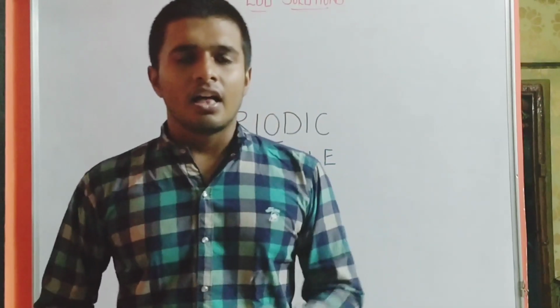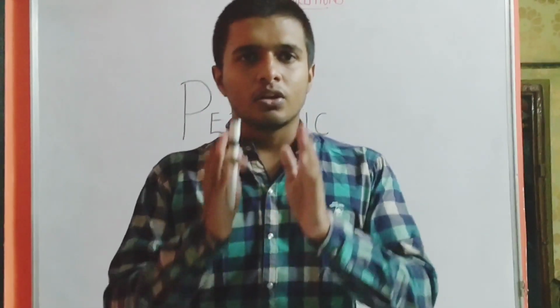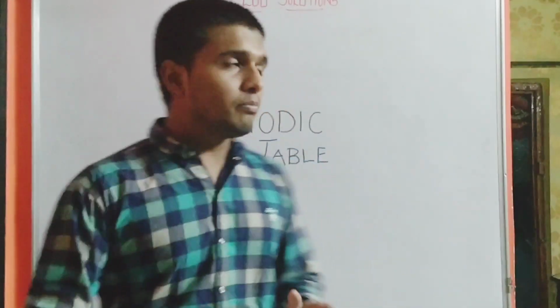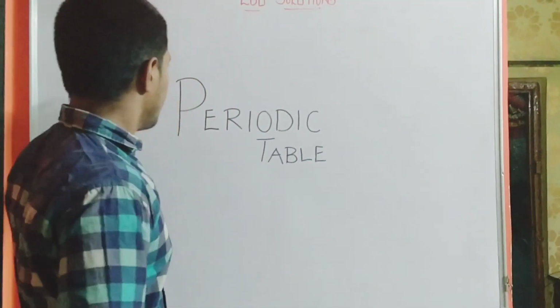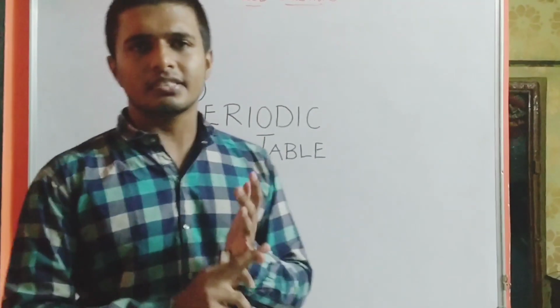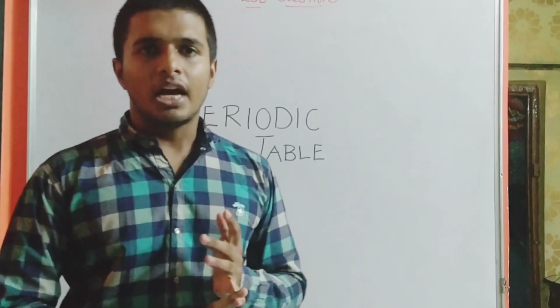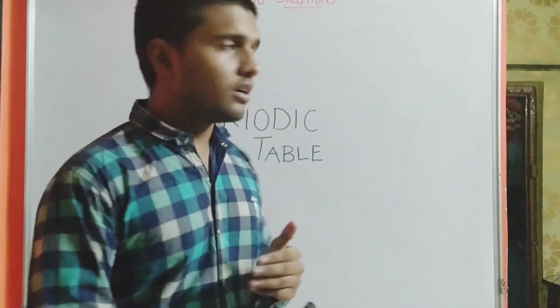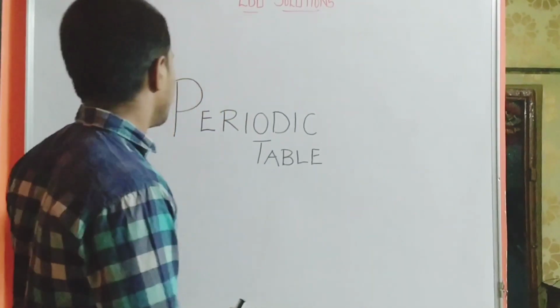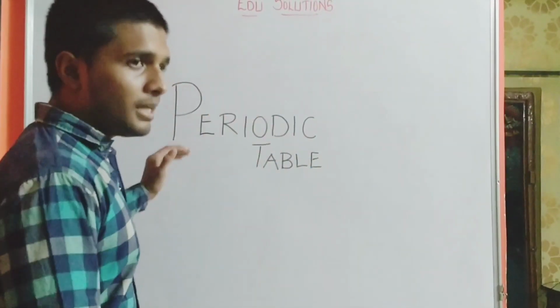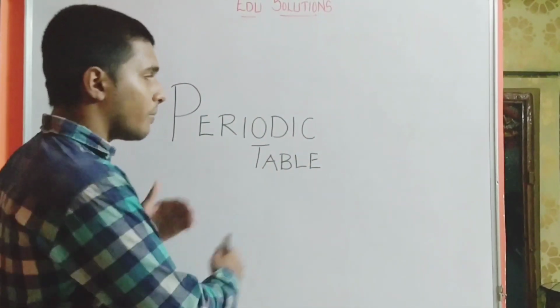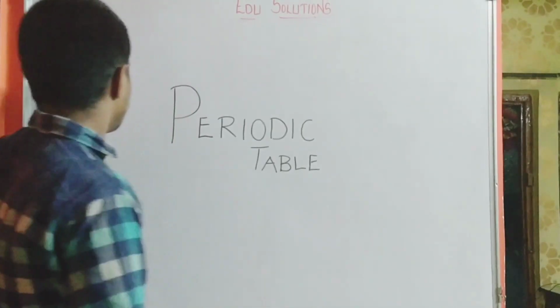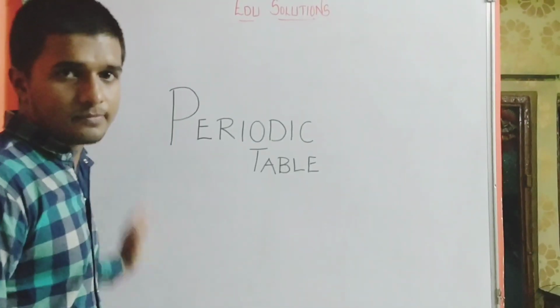So let's begin with the first group. I will give a mnemonic to memorize each and every element. We will start by writing the S block, P block, D block and F block. We'll go through each block and take the mnemonics group wise.